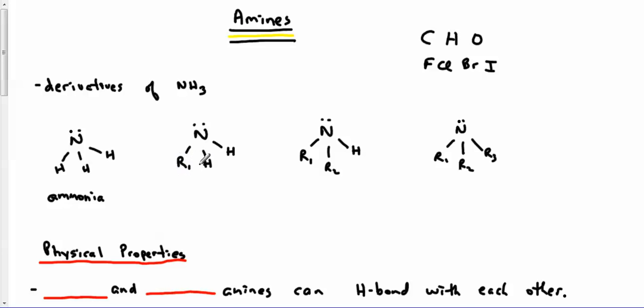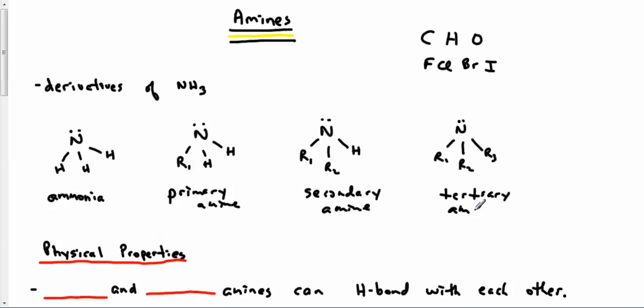If I replace one of the H's with an alkyl group, I get a primary amine. If I replace two of them, I get a secondary amine, and all three, a tertiary amine.